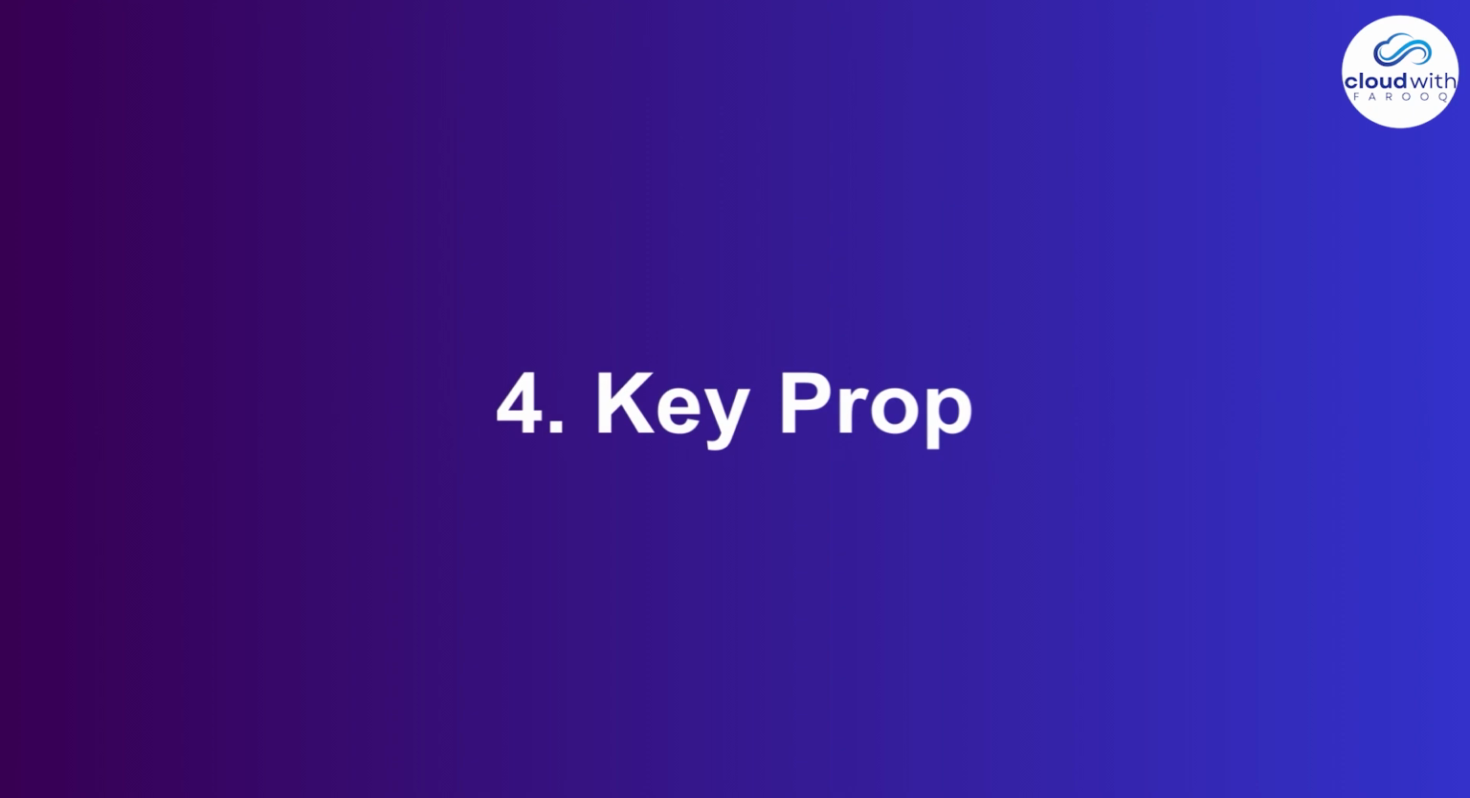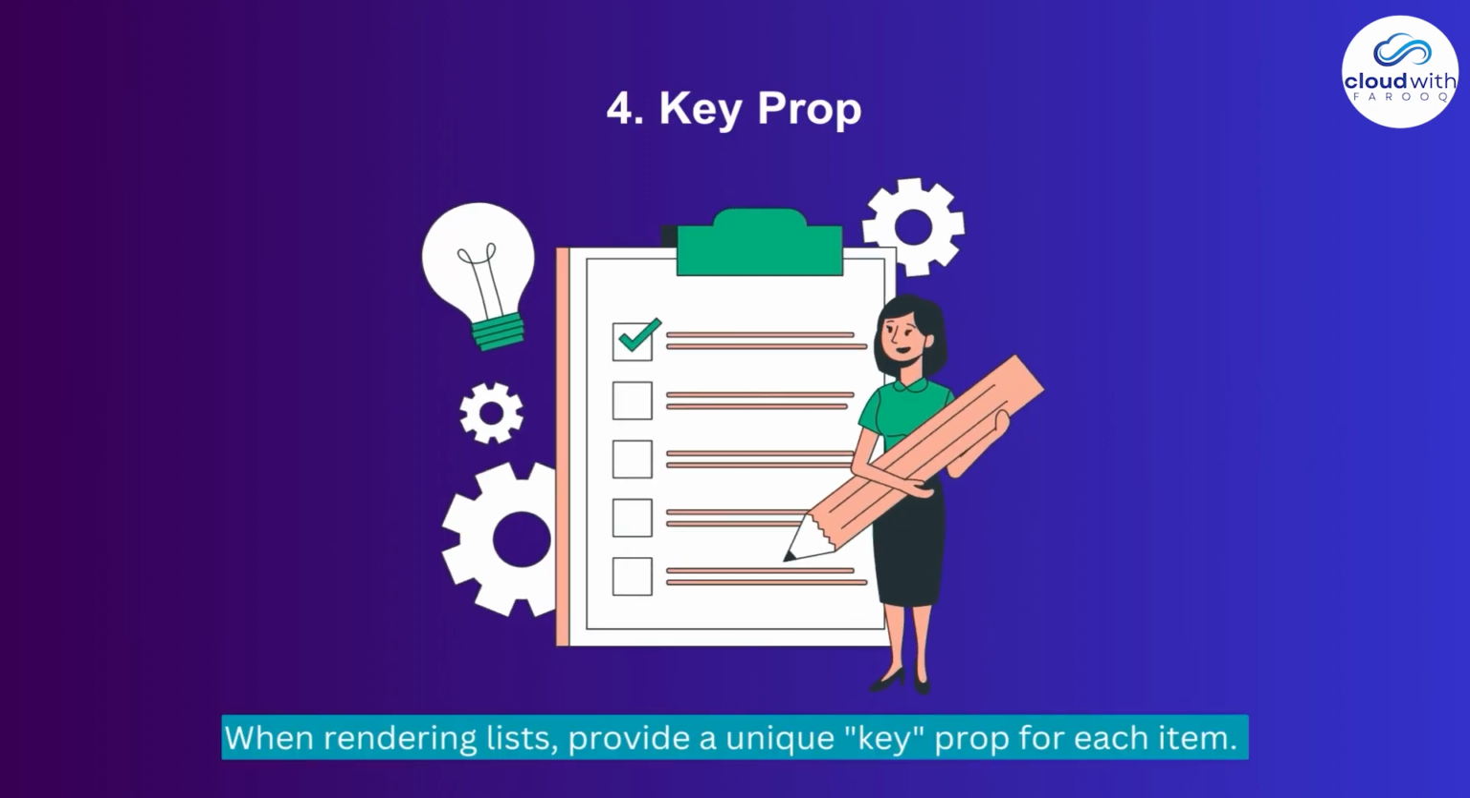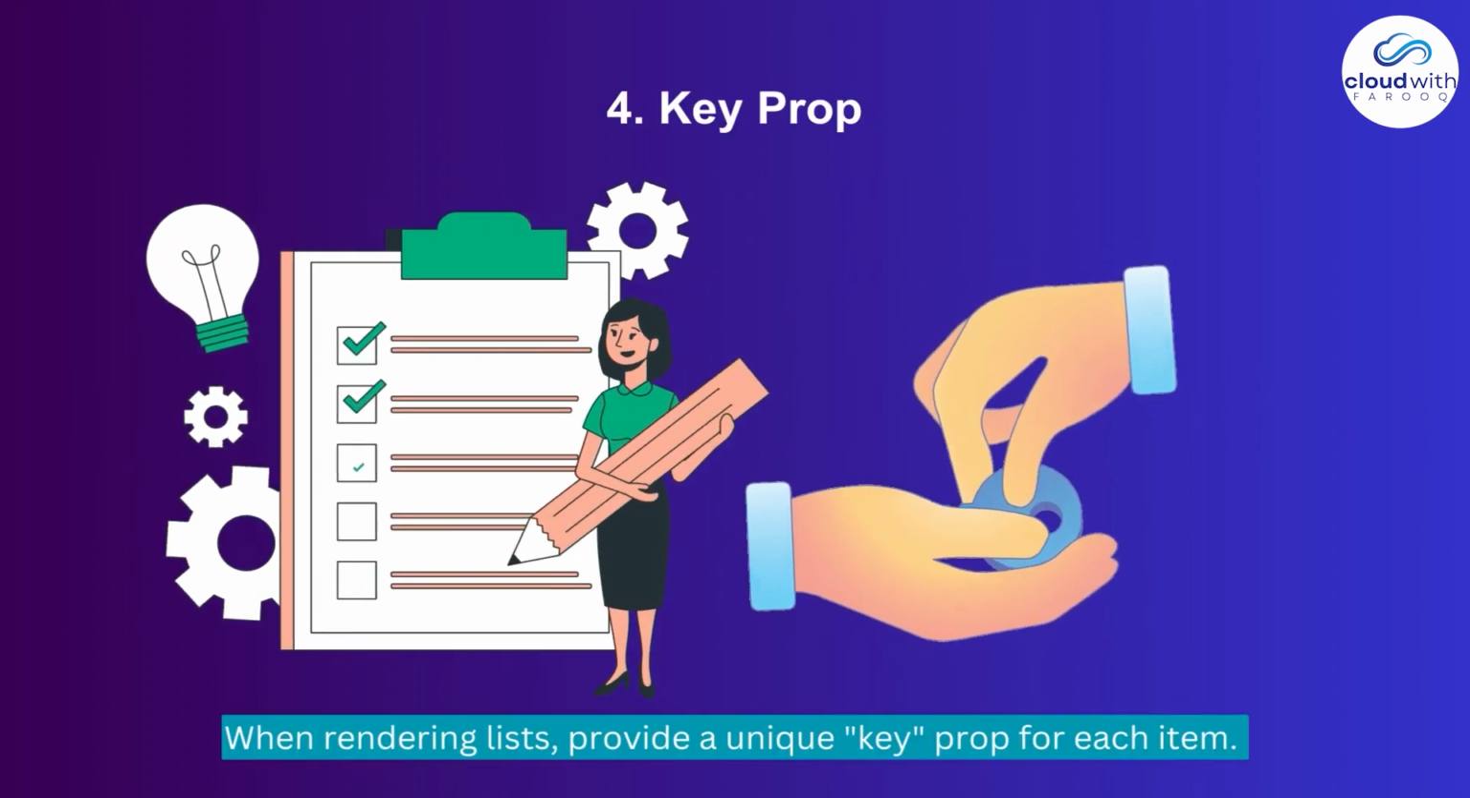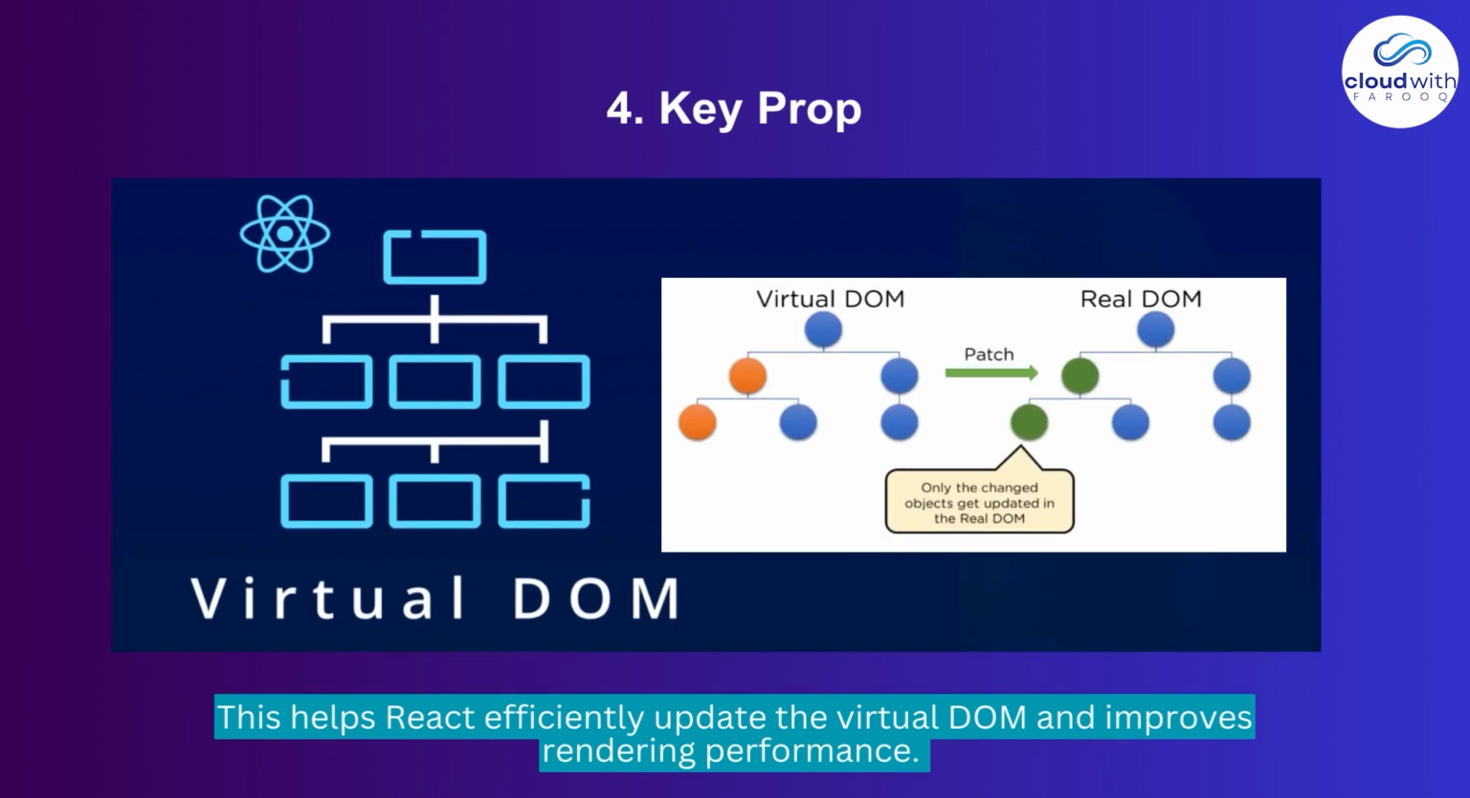Number 4. Key prop. When rendering lists, provide a unique key prop for each item. This helps React efficiently update the virtual DOM and improves rendering performance.